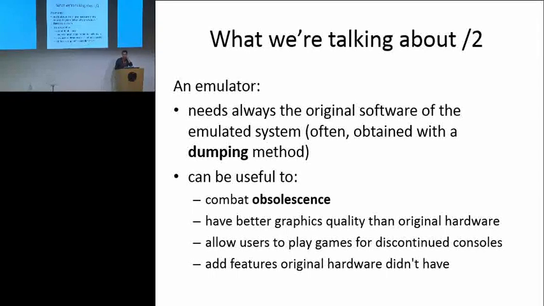The emulator can be useful too. For example, to combat obsolescence, because I don't know how many of you have in your house a Commodore 64 or something like this, or an old gaming console. So this is a way to refresh in a new way the old things. Have better graphics quality, because it's obvious that the graphic cards of nowadays are better than the ones of back then. And allow users to play games for discontinued consoles. This is an example. And add features the original hardware didn't have. So, for example, you could add new cards that can be inserted in the virtual Commodore 64 and add new features.